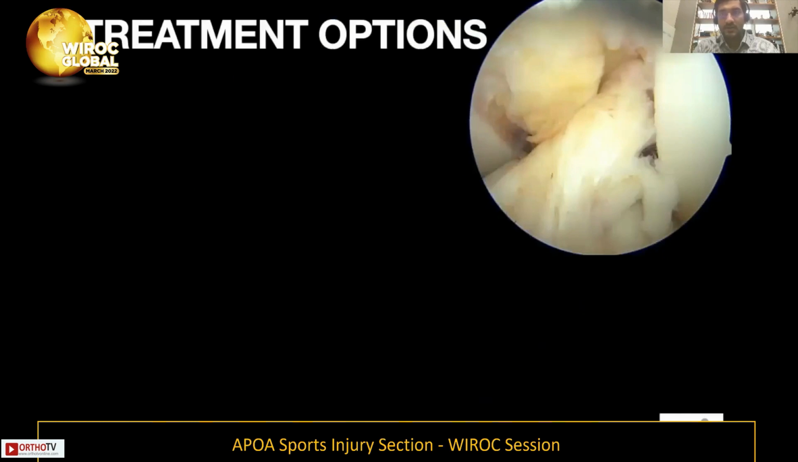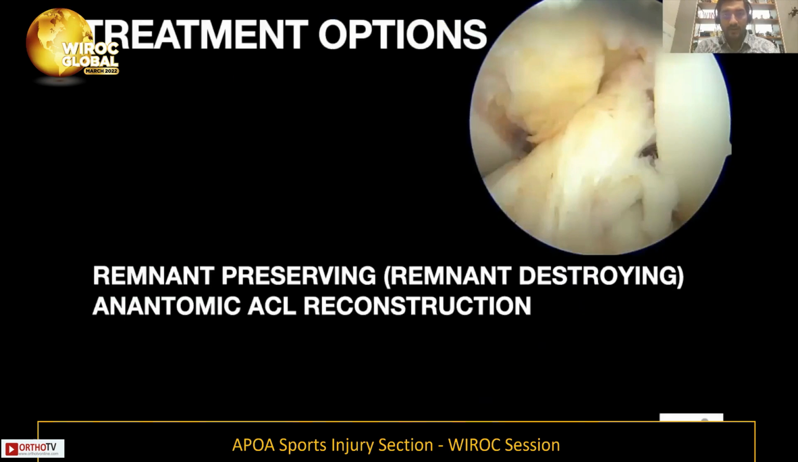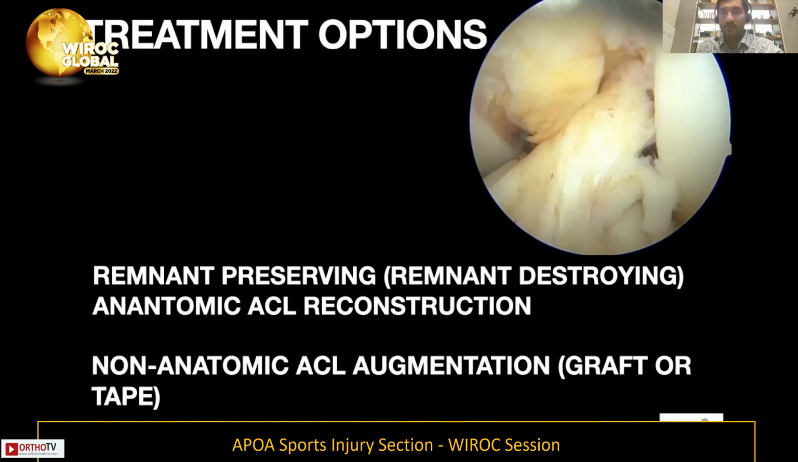So the treatment options in such a case are, you could either go ahead with a remnant preserving anatomic ACL reconstruction, but in this case, it would be more of remnant destroying, because if you're trying to stay within the anatomical landmarks, then you would have to destroy a few of the original native bundle fibers too. The other option was that you leave whatever's in the anatomic position as is, and you supplement it, augment it with a graft or a tape. But if it's not going to be where the original structures are, that means it's going to stay non-anatomic.